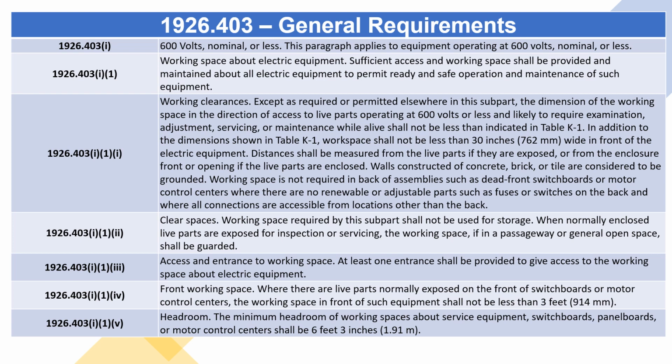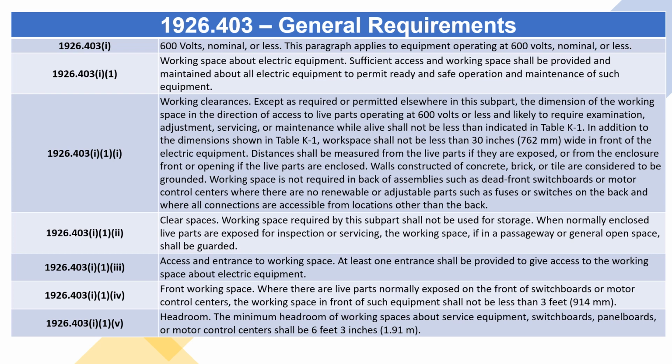1926.403(i)(1)(ii), Working clearances. Except as required or permitted elsewhere in this subpart, the dimension of the working space in the direction of access to live parts operating at 600 volts or less and likely to require examination, adjustment, servicing, or maintenance while alive shall not be less than indicated in Table K-1. In addition to the dimensions shown in Table K-1, workspace shall not be less than 30 inches (762 millimeters) wide in front of the electric equipment.